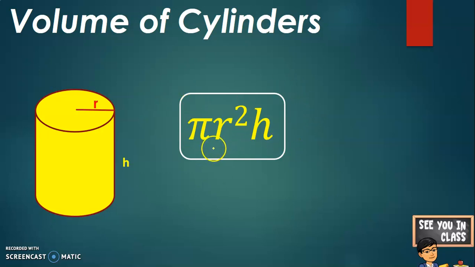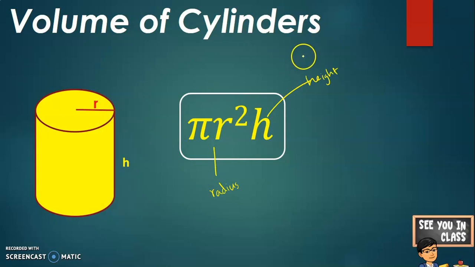For today's lesson we are going to be talking about volume of cylinders, and here is the formula to find volume of cylinders. It is pi r squared h, r being the radius of the circle on top and bottom. So radius is from right in the middle to the circumference, and h being the height of the cylinder, from here to here.